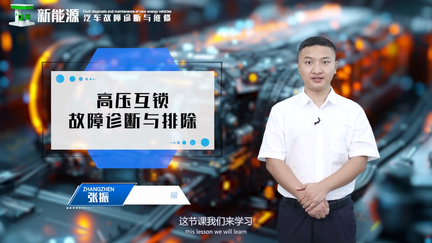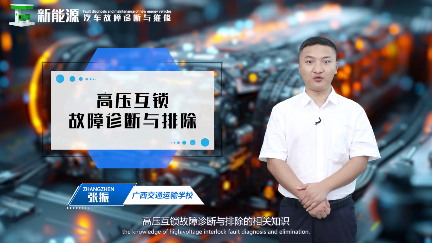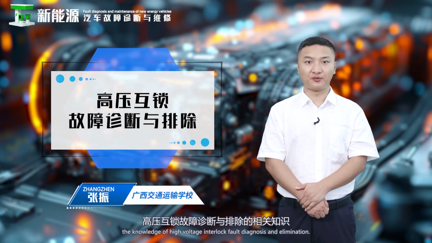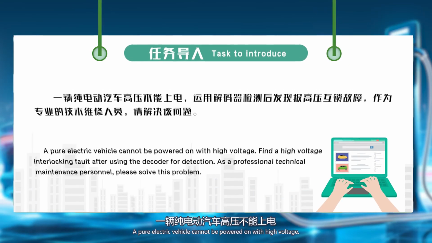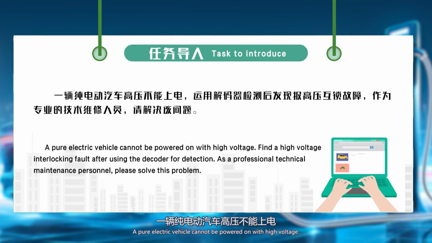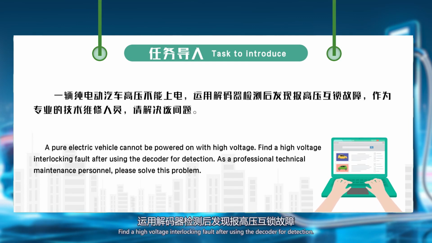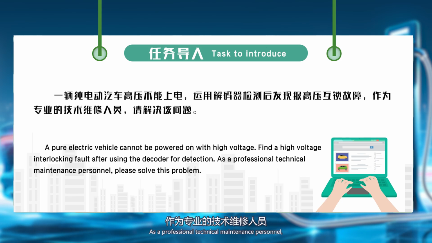This lesson we will learn the knowledge of high voltage interlock fault diagnosis and elimination. A pure electric vehicle cannot be powered on with high voltage. A high voltage interlocking fault was found after using the decoder for detection. As professional technical maintenance personnel, please solve this problem.